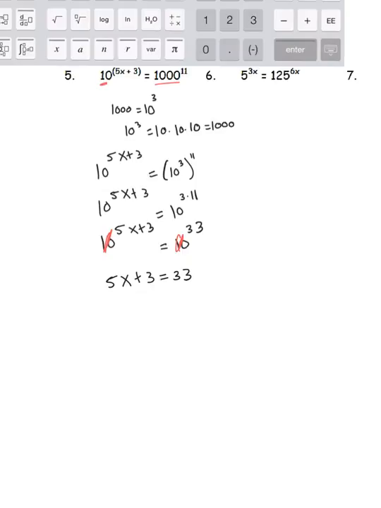So I'm going to subtract 3 from both sides. Then I'm going to divide both sides by 5. And we're going to get x equals 6.